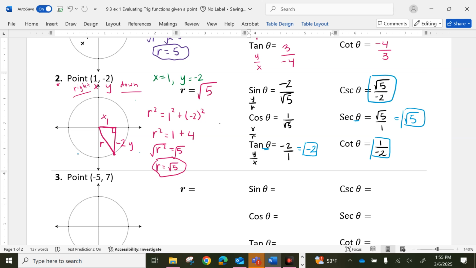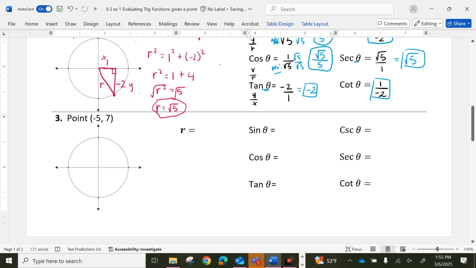Those are good. However, sine and cosine, I cannot have a root on the bottom of a fraction. And so I need to multiply top and bottom by root 5. And again, if you know the shortcut, use the shortcut. We do this too much. So this should end up being negative 2 root 5 over 5. That'll end up being your sine. And then this guy will actually be 1 root 5, or just root 5 over 5. And again, there's a 1 there, but you don't need to write it. Okay. So if that's what you got, you're looking great.